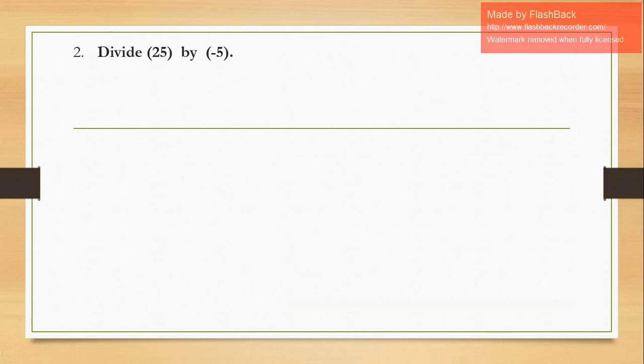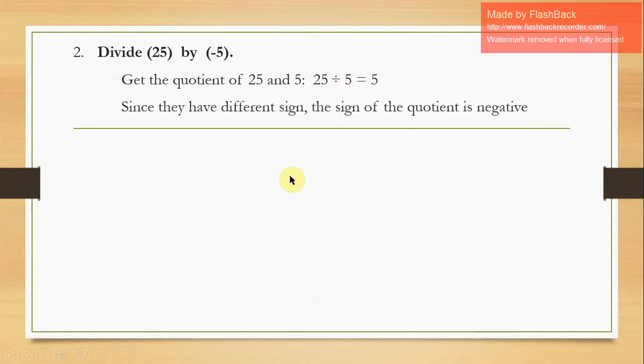Example number 2 for rule number 2 in dividing integers. Divide 25 by negative 5. So, first step, divide the number, disregard the sign. Get the quotient of 25 and 5. That is 25 divided by 5, which is equal to 5. Next, since they have different sign, the sign of the quotient is negative.